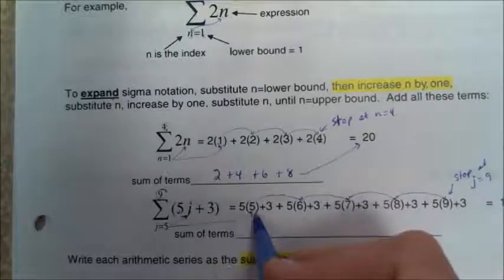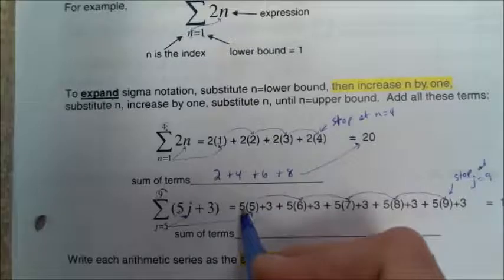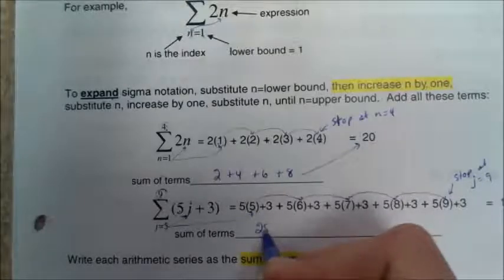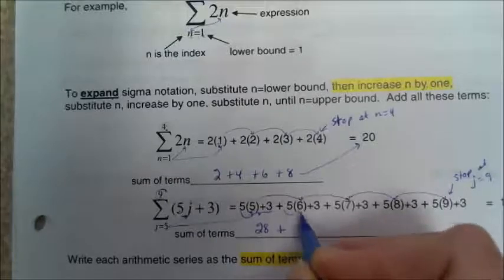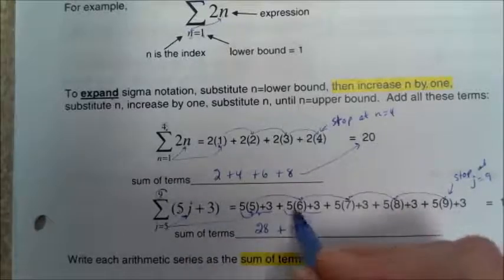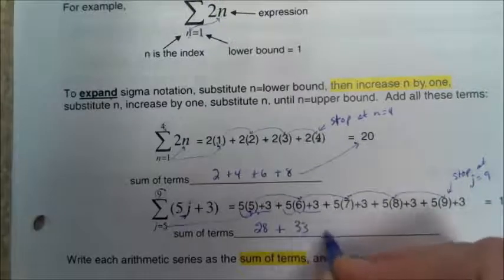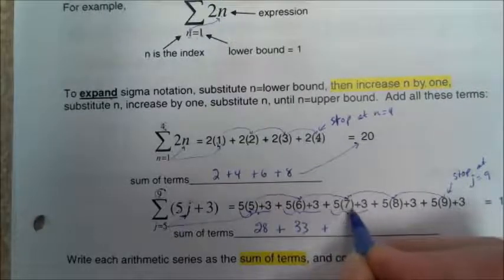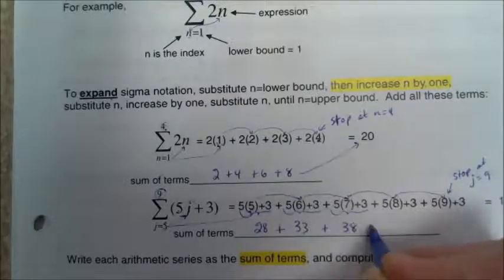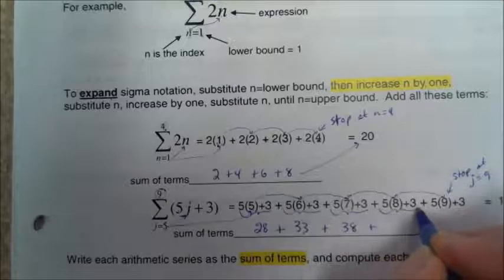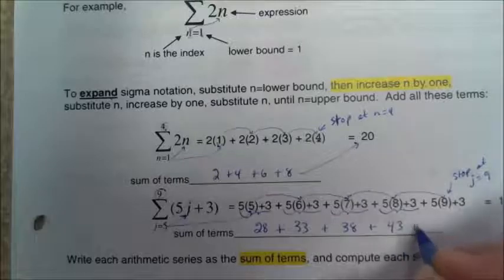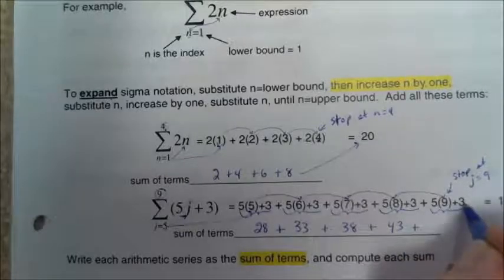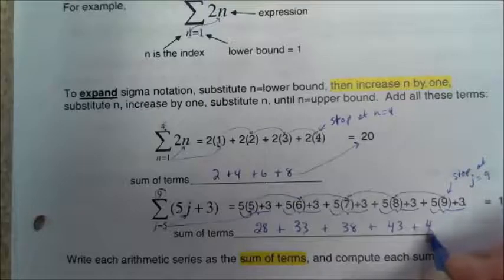So what we have is 5 times 5 plus 3. So that's 25 plus 3 is 28. So here's your first term. Then you're going to add to that 5 times 6 plus 3, 5j plus 3. Well, that's 30 plus 3, which is 33. Then you're going to add to this 5 times 7 plus 3. 35 and 3 is 38. Then you're going to add to that 5 times 8 plus 3, which is 43. And you're going to add to that 5 times 9 plus 3, which is 48.